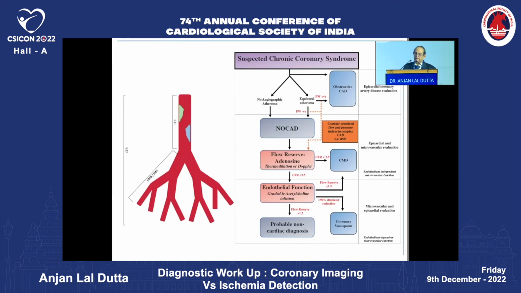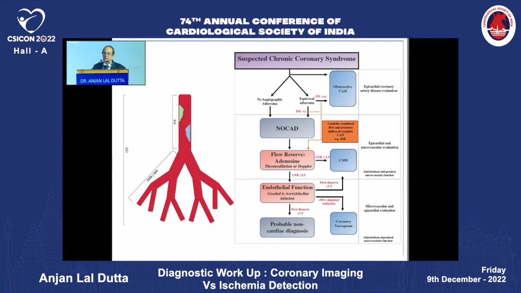This is just to show you an algorithm as to how we can proceed. Suspected chronic coronary syndrome may have no obstructive CAD: coronary flow reserve, adenosine, endothelial functions, probable non-cardiac diagnosis. It may also have a pullback, where the wire is looking into the different areas and giving us some idea. And finally, epicardial coronary artery disease evaluation, epicardial and microvascular evaluations, microvascular and epicardial evaluations, all these suspicions are structurally and physiologically confirmed before we go for further treatment.